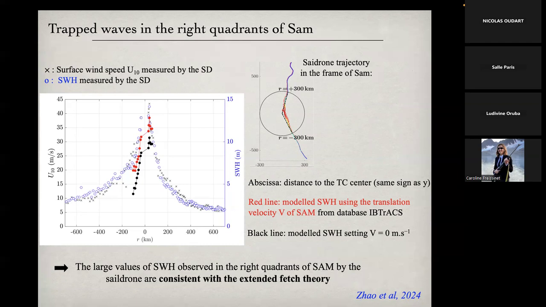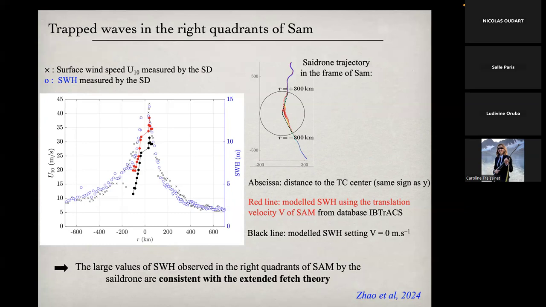The black crosses correspond to the wind, and the blue dots correspond to the significant wave height. The abscissa corresponds to the distance to the TC center, with the same sign as the coordinate y. I mean that if we are south of the cyclone, it's minus, and if you are north of the cyclone, it's plus. On this figure, we superimposed the value of the significant wave height calculated using the model by taking into account the velocity v of the hurricane. That corresponds to the red curve.